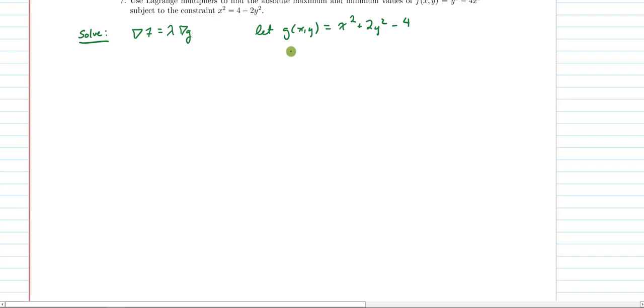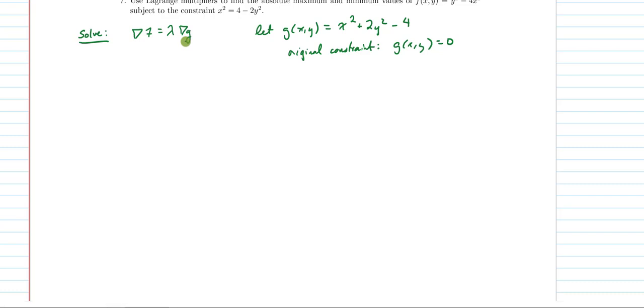That means that the original constraint is equivalent to saying g of x,y must equal 0. If you were to set this expression equal to 0, you could recover the original constraint equation that we were given. But the issue now is that we've written this as a function of the two independent variables x and y, and so it makes sense to talk about the gradient of that function, assuming that it's differentiable and that the gradient is not 0.